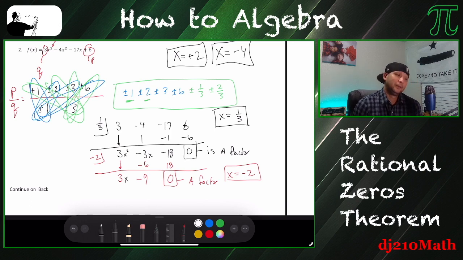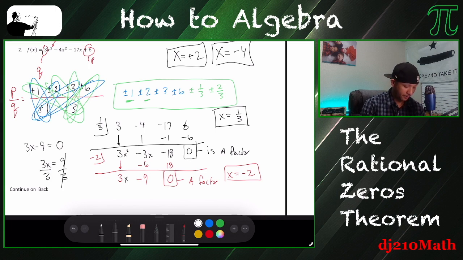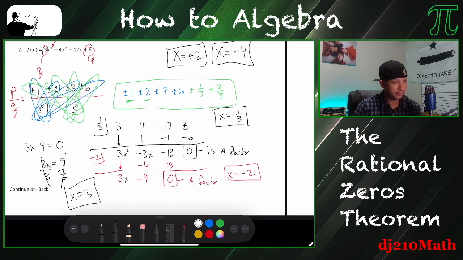Now, could we do synthetic division again? Yeah, we could. However, 3x minus 9, that's nice. Because when I set that equal to 0, we're going to get 3x is equal to 9. We add 9 to both sides. Divide both sides by 3. X is equal to 3. That's our last factor. So there's definitely 3 real roots. Negative 2, 3 and 1/3.